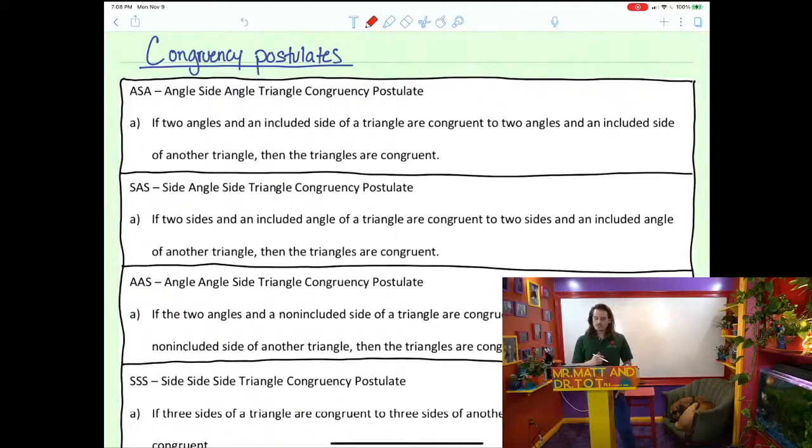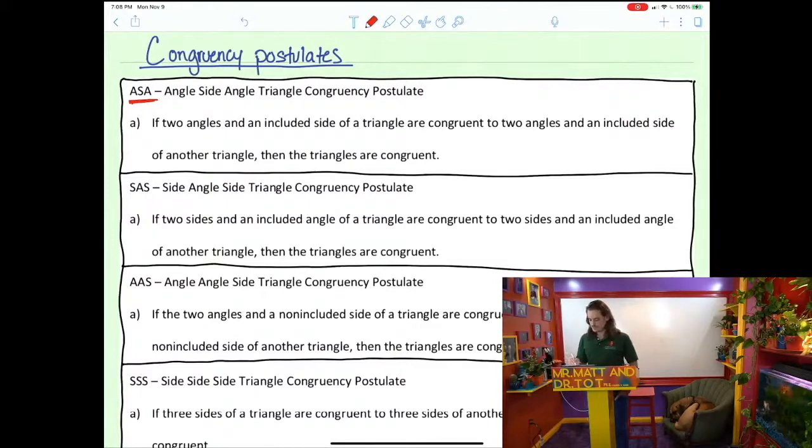Otherwise, I wanted to just remind you of the four different congruency postulates for triangles. So the first, we have angle side angle. If two angles and an included side of a triangle are congruent to two angles and an included side of another triangle, then the triangles are congruent.